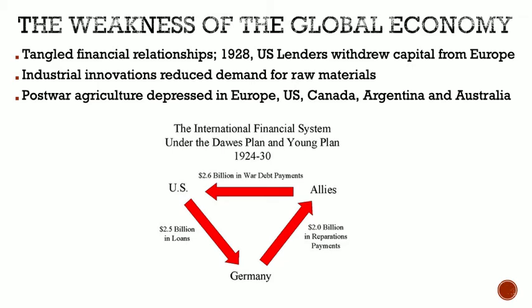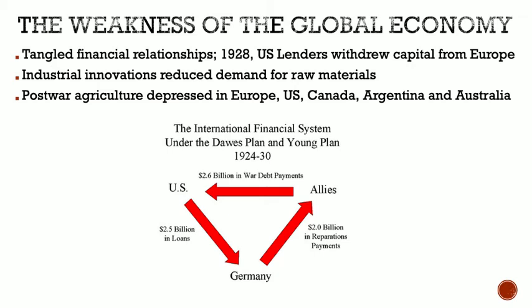U.S. lenders begin to start withdrawing money in 1928 from Europe. And then industrial innovations are also beginning to reduce the demand for raw materials. Technology is getting better. We're being able to save on some materials, so there's not as much demand for certain materials. And then there's post-war agriculture that depresses in Europe, the US, Canada, Argentina, and Australia.